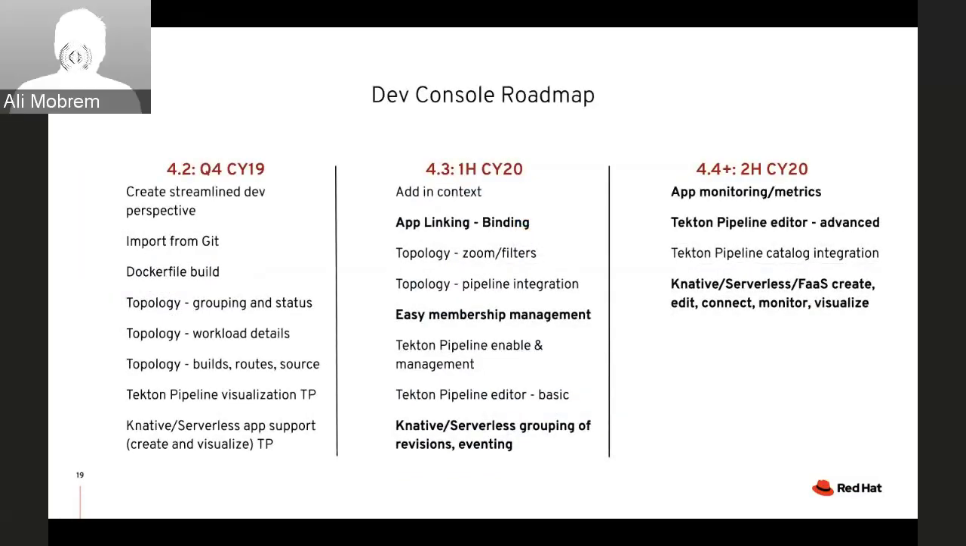All right, so some of the Dev Console roadmap highlights I'd like to go through. So 4.3, we're going to have the ability to do app linking binding. This is if you want to deploy your application and then all the relevant services that it depends on. We'll have that ability to do that.